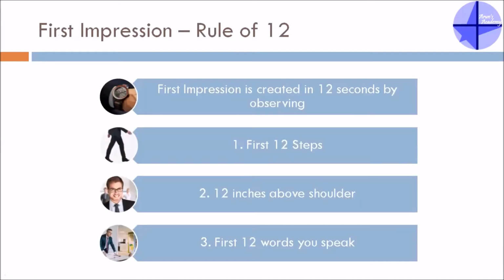First impression is created in just 12 seconds by observing three 12s of a person. What are those three 12s? One, the first 12 steps the person takes. Two, 12 inches above shoulder, that is the face of the person. And three, the first 12 words spoken by that person. So, as a salesman, you need to be very aware of these three things in order to create a great first impression on the prospective customer.